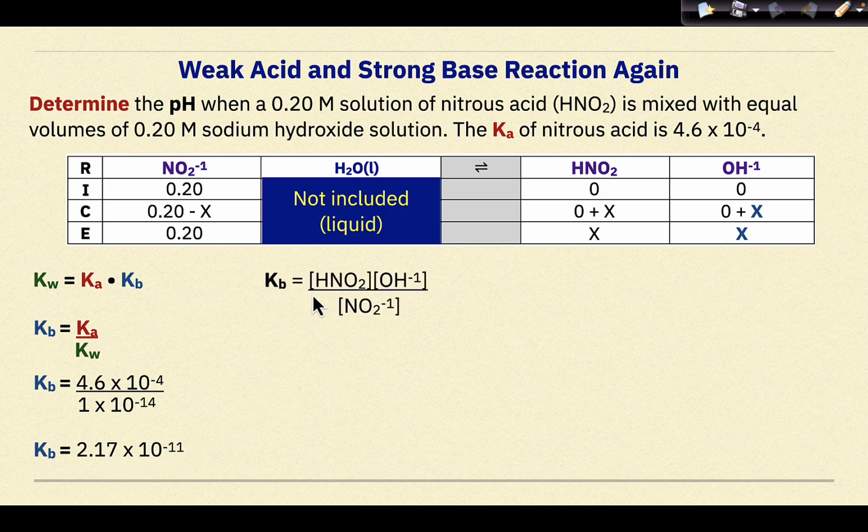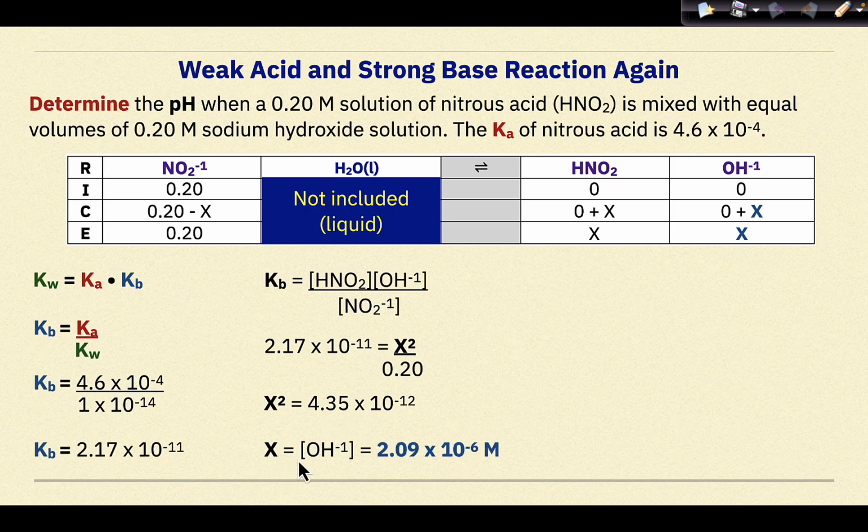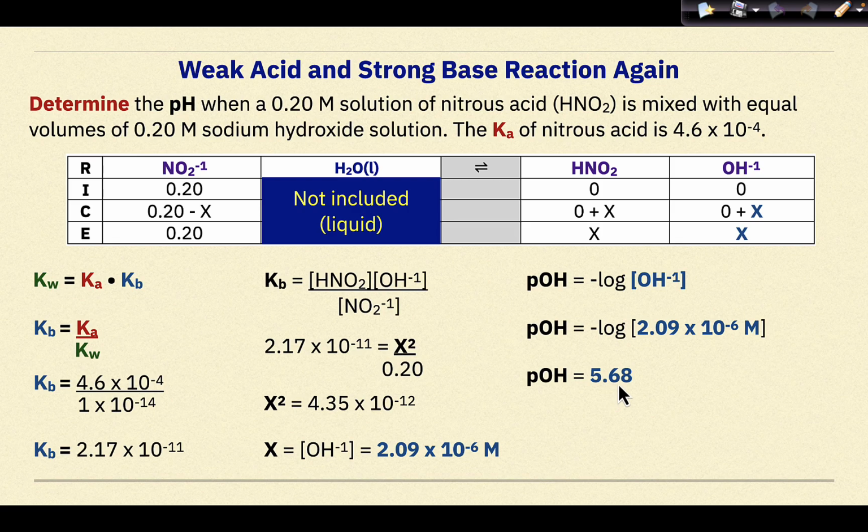Using the equilibrium expression for Kb, we will substitute the values into the equation from the Rice table. We'll multiply 2.17 times 10 to the negative 11 by 0.20 to solve for x squared. We'll take the square root of this value and solve for x, where x is equal to the hydroxide ion concentration of 2.09 times 10 to the negative 6 molar. Then we'll use the pOH formula, substituting in our concentration for the hydroxide ions, and when we solve for pOH, we find the value to be 5.68.